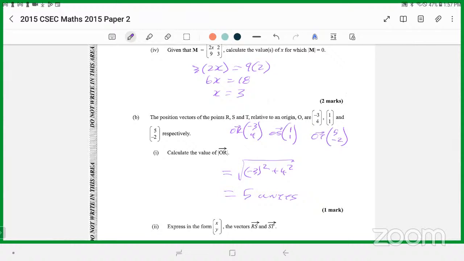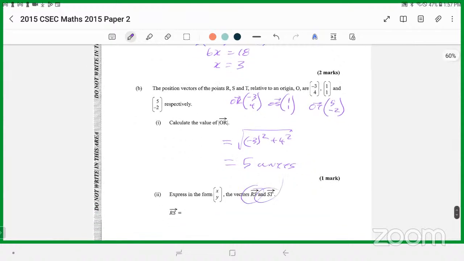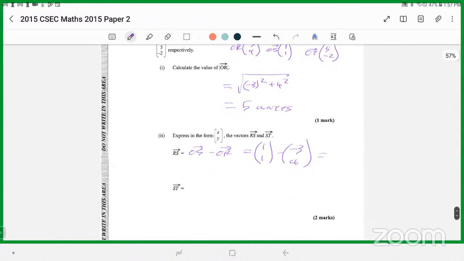All right. Next part says find expressions for RS and ST. Let's do it. RS is OS minus OR, the last minus the first. The OS is this one, (1, 1), minus the OR, which is this one, (-3, 4). Therefore, it equals 1 minus a negative 3, which is 4, and 1 minus 4 is negative 3.